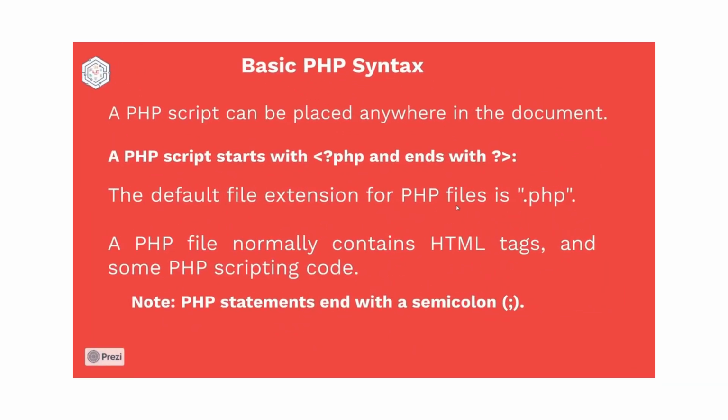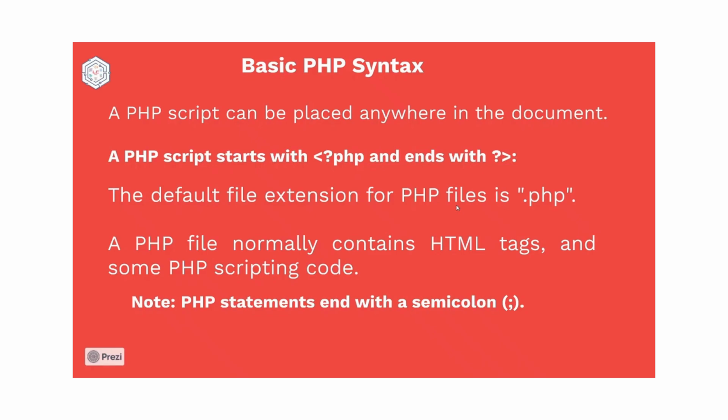A PHP script can be placed anywhere in the document. A PHP script starts with <?php and ends with ?>. So the default file extension for PHP files is .php. A PHP file normally contains HTML tags and some PHP scripting code. To note this point, a PHP statement ends with a semicolon.